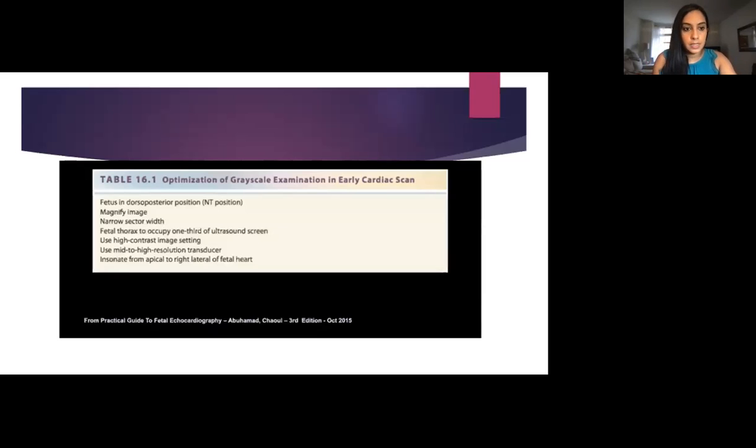So this is actually from his echo book, but the same idea applies to your first trimester. You want to have your fetus in dorsoposterior position, so basically that NT position, and you want to magnify your image. You want narrow sector width, which helps improve your frame rate. You want the fetal thorax to occupy 1/3 of the ultrasound screen. And you want to use the high contrast image settings, and then use a mid to high resolution transducer. And you want to scan from apical to the right lateral of the fetal heart.